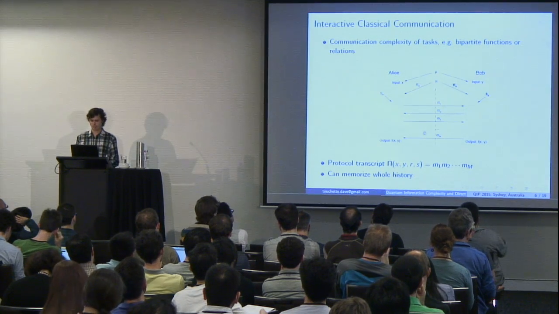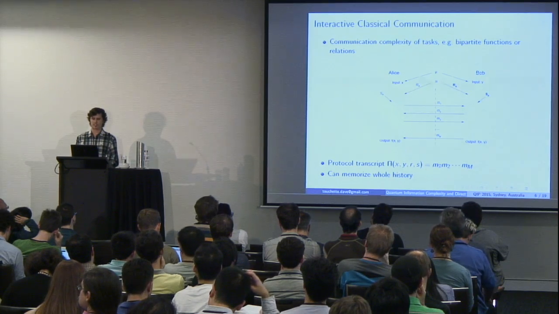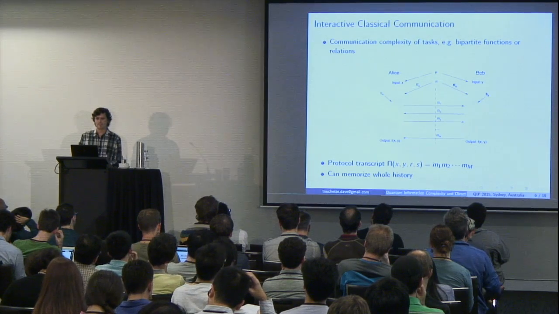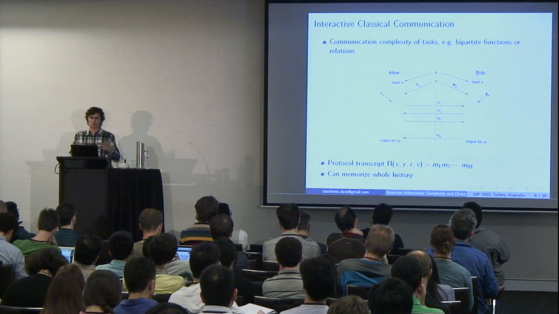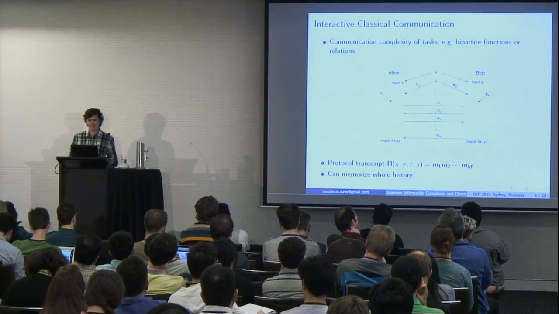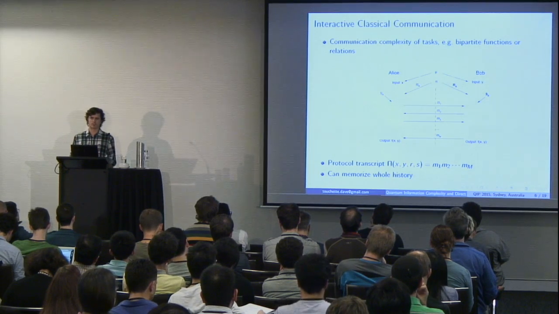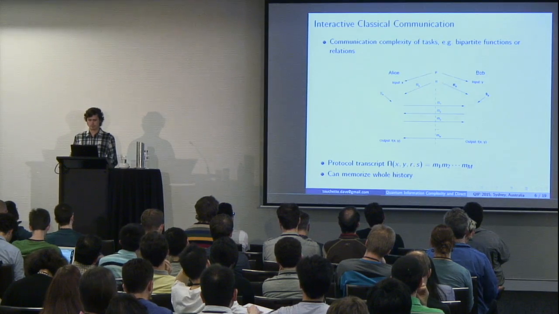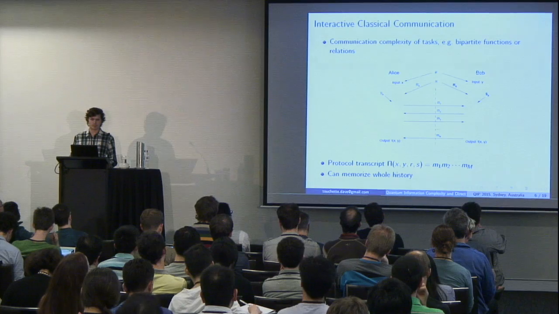Then we will be interested in the notion of a transcript of the protocol. This is just the sequence of messages transmitted by Alice and Bob back and forth in the protocol. An important property of classical protocols that we won't have the luxury to have in the quantum setting is that this transcript can memorize the whole history of the protocol. Since we don't have this in the quantum setting, this is one of the reasons why it's so difficult to obtain a quantum analog of information complexity.